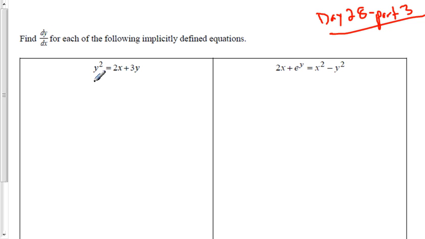Alright, we're in Unit 4 Calculus, Day 28, Part 3. Find dy/dx for each of the following implicitly defined equations.